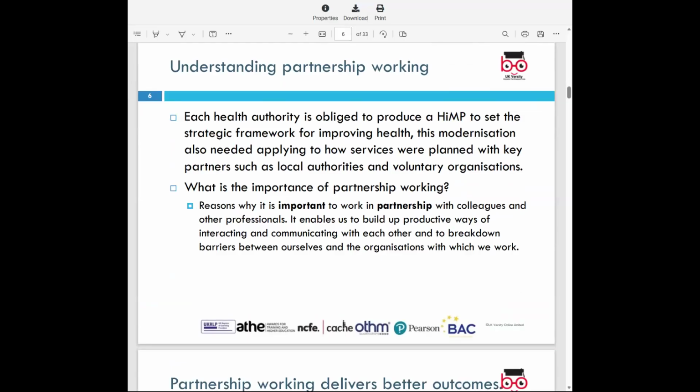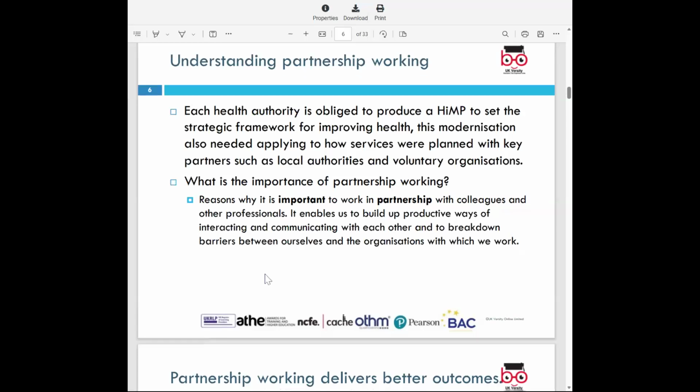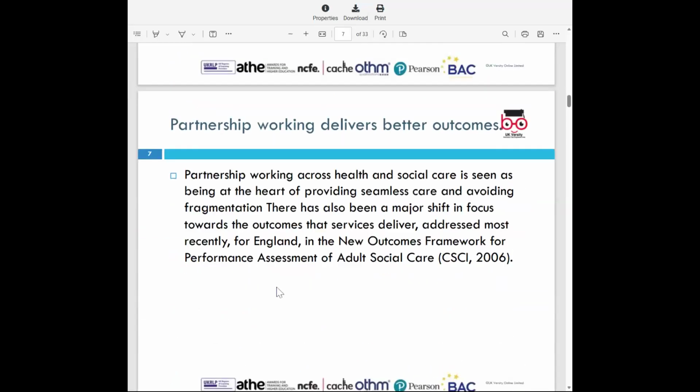So what is the importance of partnership working? It's important because it enables professionals to build this relationship together and communicate things together without any sort of barriers, and try to break down these barriers so that they can work well together. Partnership working across health and social care is seen as being at the heart of providing seamless care and avoiding fragmentation.